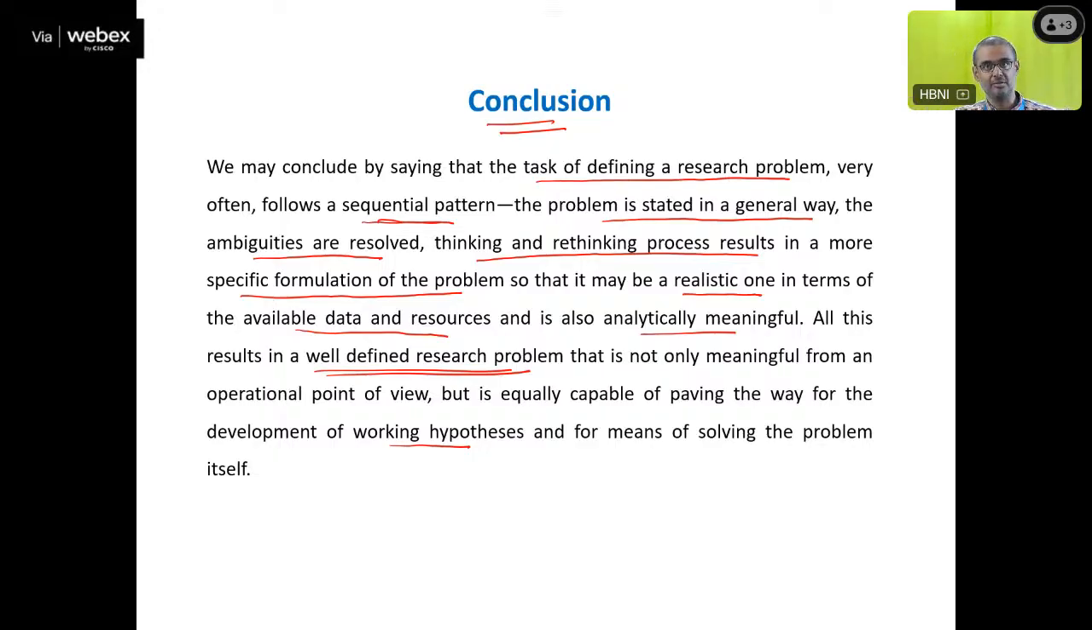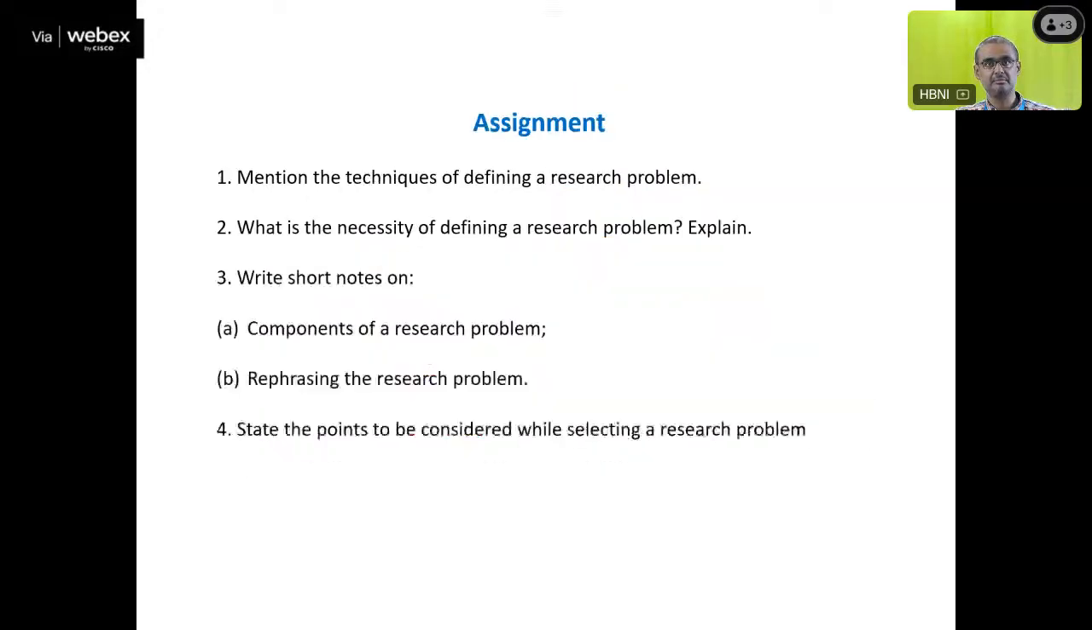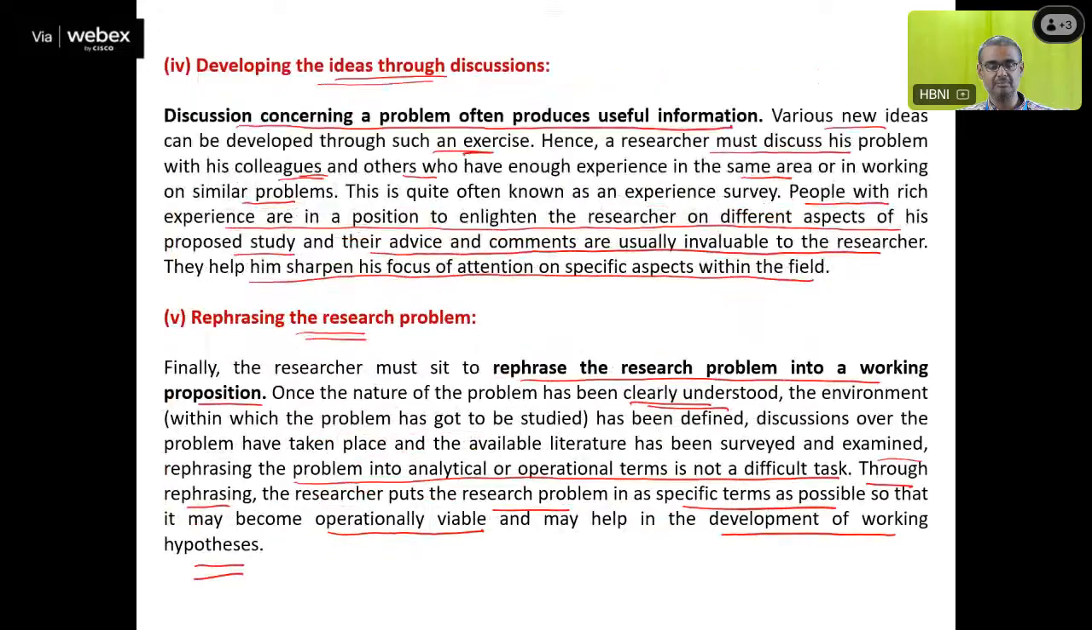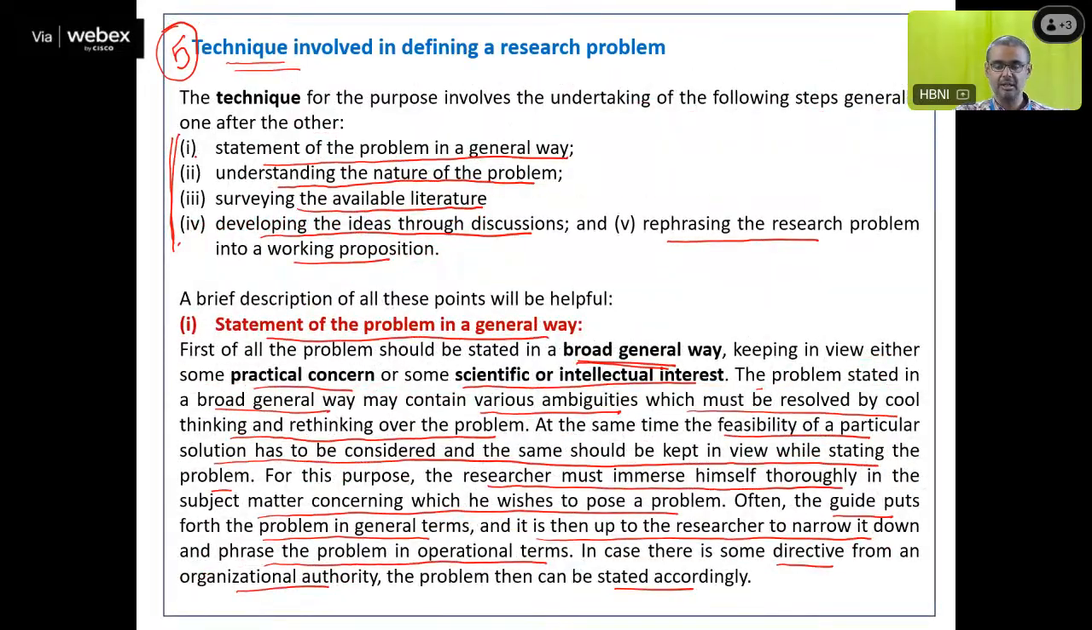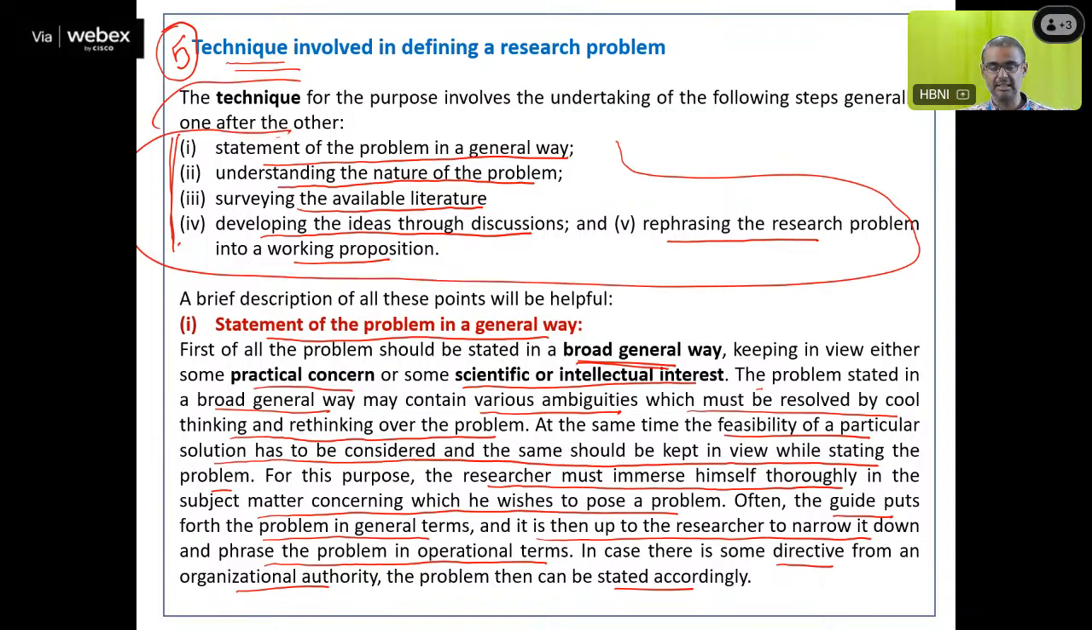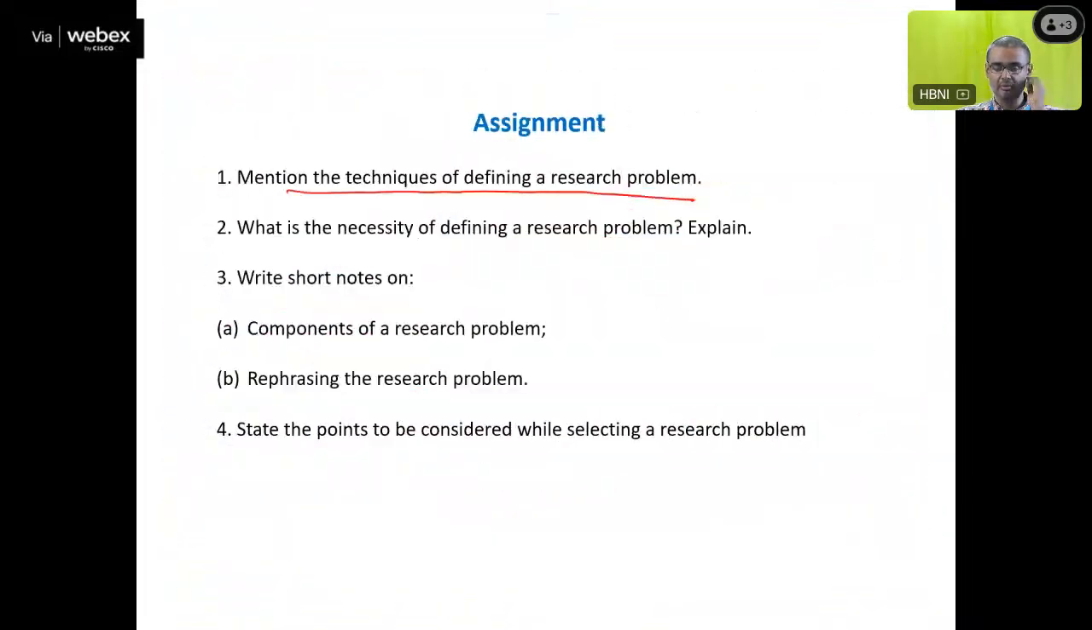So this is what we studied today. These are the assignments, questions which you can consider from today's discussion. Mention the techniques of defining a research problem. These are the 5 techniques which you should consider while defining a research problem. So we did this. Mention the techniques of defining the research problem.